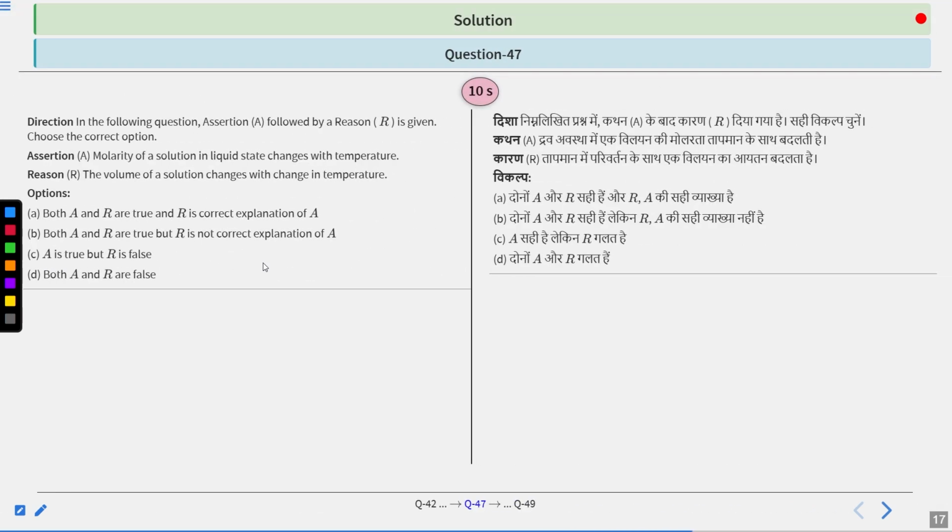Next question, direction. In the following question, assertion followed by reason is given. Choose the correct option. Assertion is, molarity of a solution in liquid state changes with temperature. Reason is, the volume of solution changes with change in temperature. Answer options: A, both A and R are true, and R is the correct explanation of A. B, both A and R are true, but R is not the correct explanation of A. C, A is true, but R is false. And D, both A and R are false.